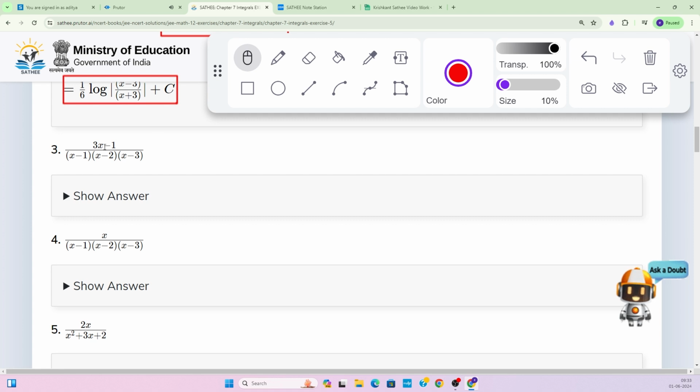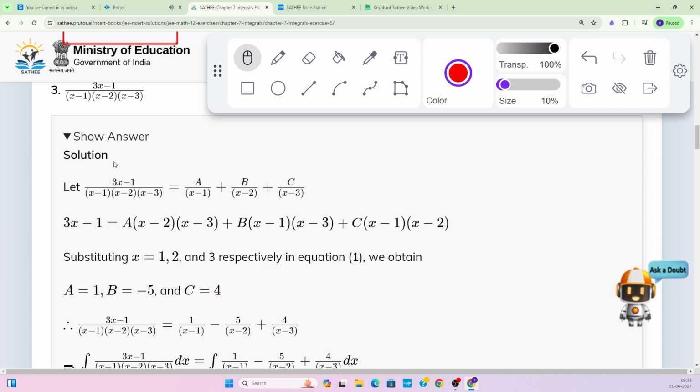The third problem says this. Now break it into the respective form, so that the form will be a by this term, b by this term, and c by this term, and then simplify it and compare. After simplifying, you will get 3x minus 1 is equal to a times (x minus 2)(x minus 3) plus b times (x minus 1)(x minus 3) plus c times (x minus 1)(x minus 2). Clear?